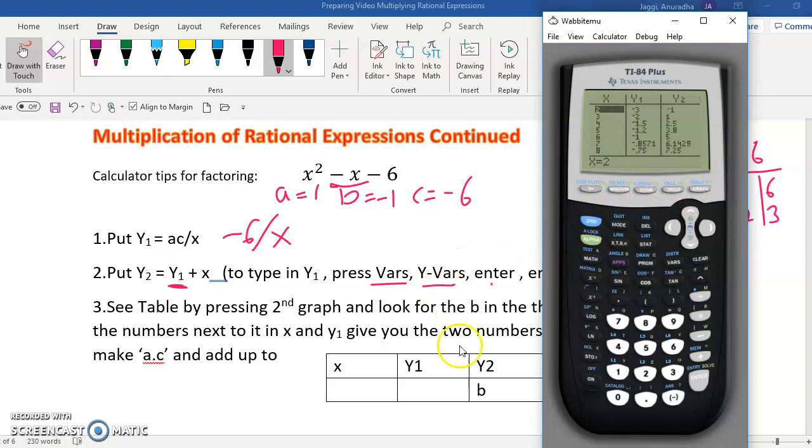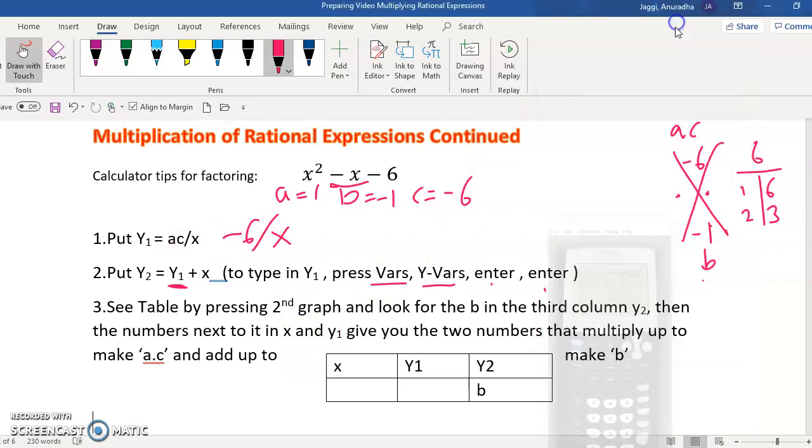And what do you have to do in the table? In the third column, you have to look for B. Your B in this case is equal to -1. So you can see that here in the third column, you have B is equal to -1, and look at the two numbers that are making that: 2 plus -3 make a -1, and you can also see that 2 times -3 make the AC, which is -6. So you have your two numbers now, 2 and -3.